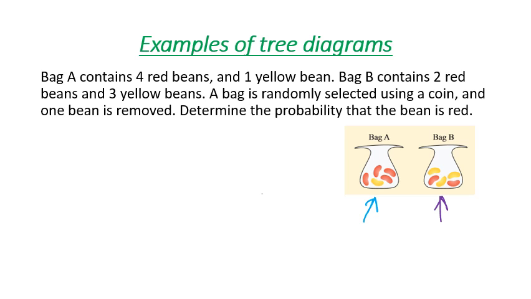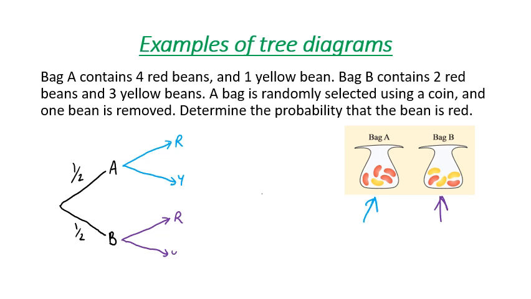So, first thing we're going to do, we're going to have to flip a coin. The coin will be sided A and B. Okay, and we know that we have a half. I'll go fractions because I went decimals last time. You can use either, it doesn't really matter. And then we have bag A, which can either give us a red bean or a yellow bean, and bag B can either give us a red bean or a yellow bean.